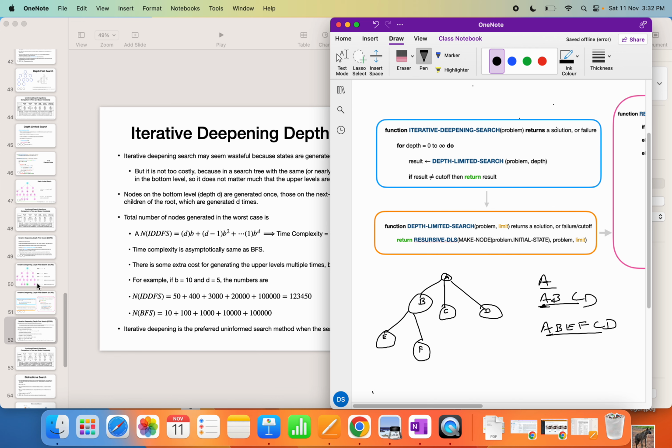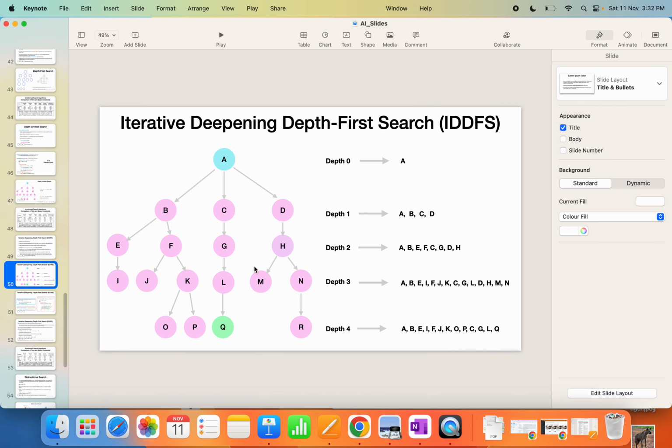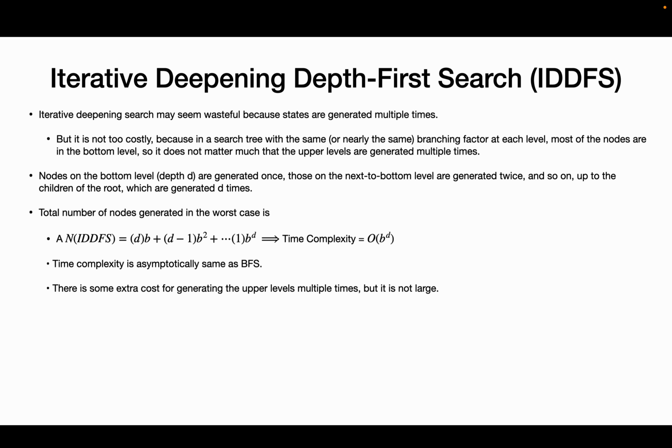Because in the last layer, for example, as we saw in this tree, it is going to pass through all these nodes in a DLS fashion, and it has a complexity of order of B power D. So therefore, we have complexity of order of B power D.